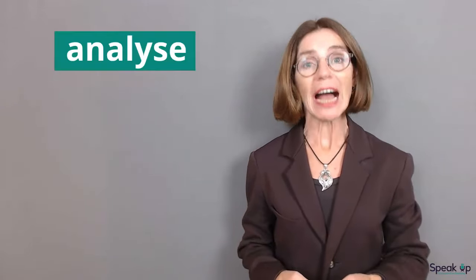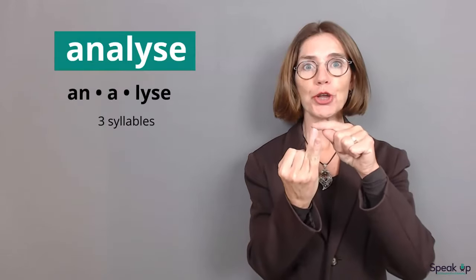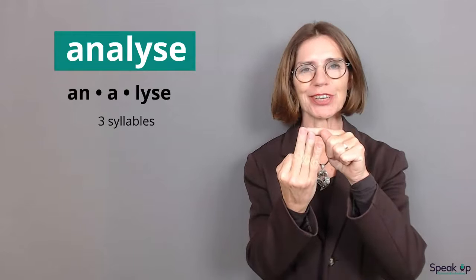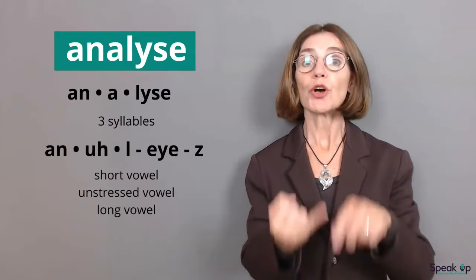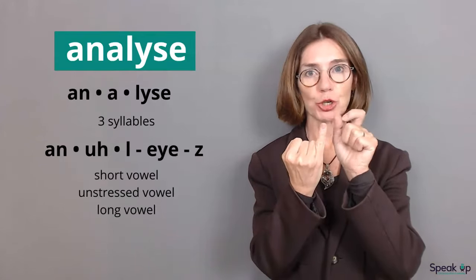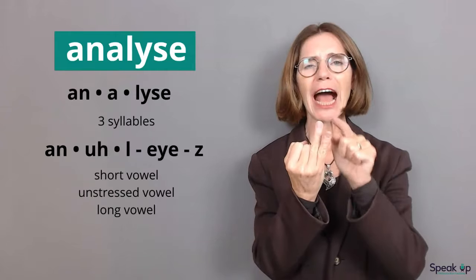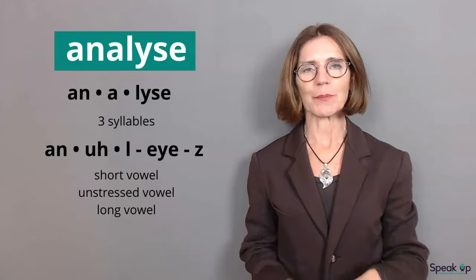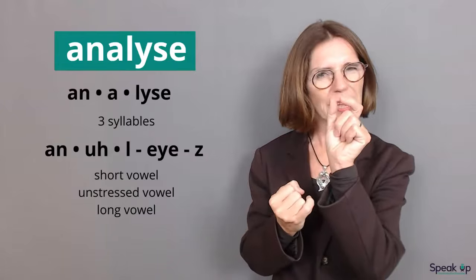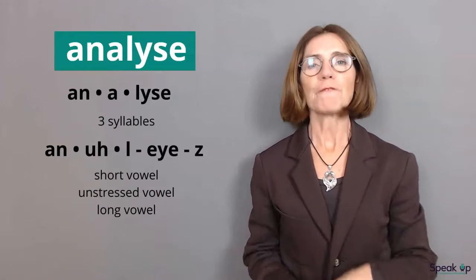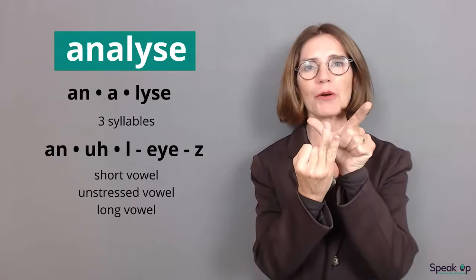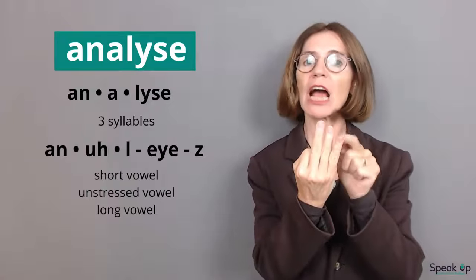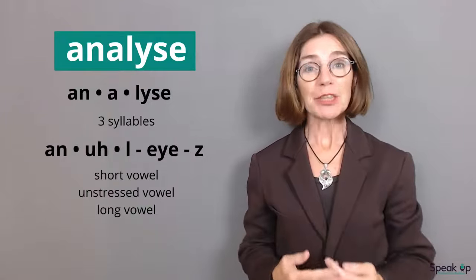Let's start with the verb analyse. How many syllables? A-N-Lies. Yes, 3 syllables. Now let's look at the sounds in those syllables. First syllable, a, short vowel, n, an. Second syllable, a, weak, unstressed vowel. Let's look at the final syllable, l, I, long vowel, z, lies. Let's put the sounds together.